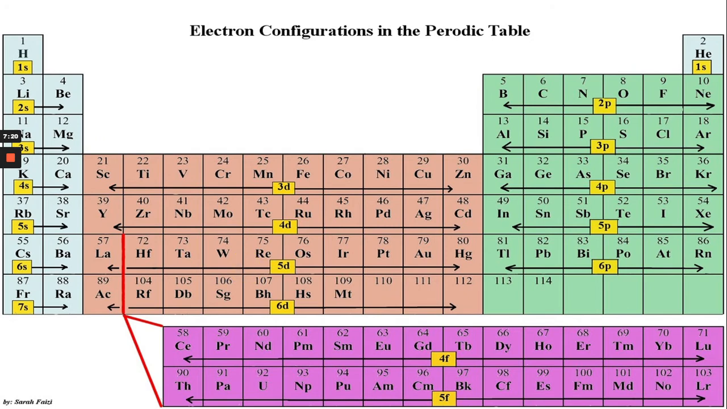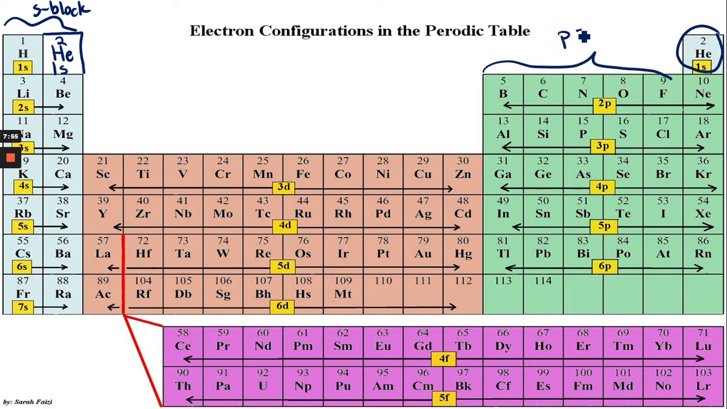The periodic table happens to be arranged according to Aufbau's principle. So groups 1 and 2 are known as the S block. Notice that helium is a part of the S block, and that's because row 1 or period 1 only has 2 elements in it. So you can pretend that helium is over here to fill out those 2 or that group. And then groups 13 through 18 are your P block.